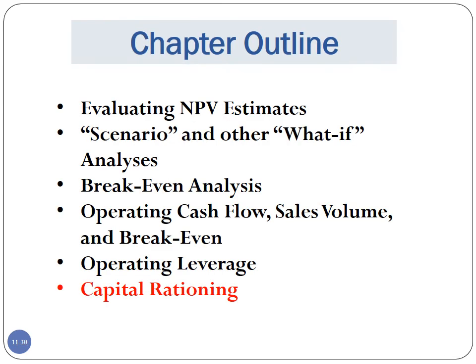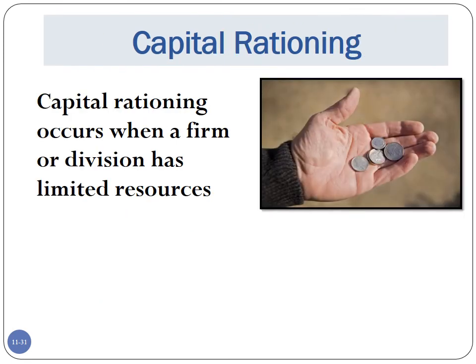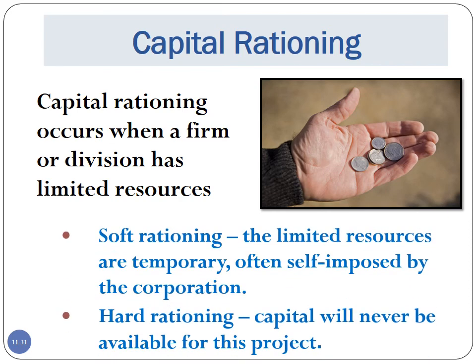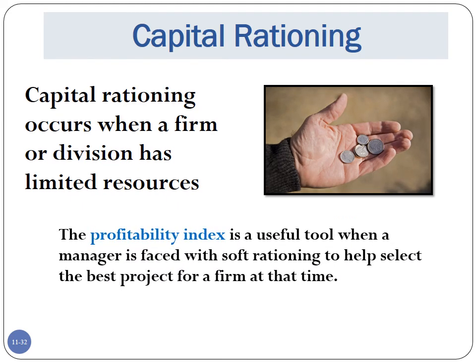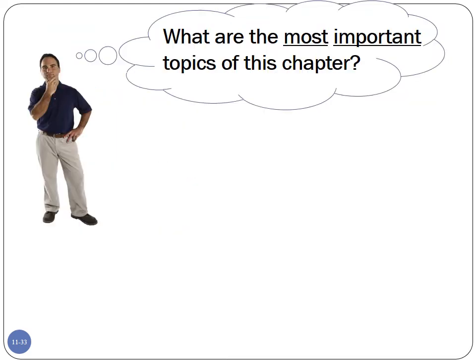Finally, capital rationing. Capital rationing is a relatively intuitive concept. It happens all the time when a firm or division has limited resources. We have something called soft rationing, where limited resources are temporary. Maybe it's just a downturn, waiting for another contract to come in. Sometimes they're self-imposed. But hard rationing is when the capital will never be available for this particular project. So the profitability index is a useful tool when a manager is faced with soft rationing to help select the best project for a firm at that time, which is the most profitable.